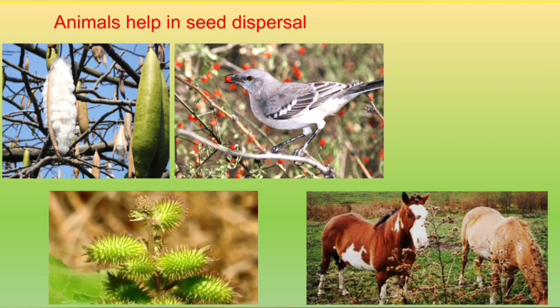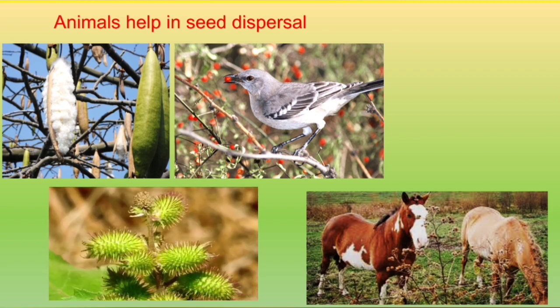Cattle are grazing. Now, when the cattle is grazing, there is a plant called the burr. You can see it has got spikes on the fruit. They stick to the body of these animals. Now, when these animals move around, the seeds fall off their bodies and they take root in new places. Thus, the plants grow. The seeds are spread far and wide and the plants grow in new areas.